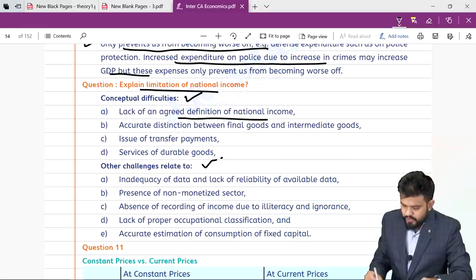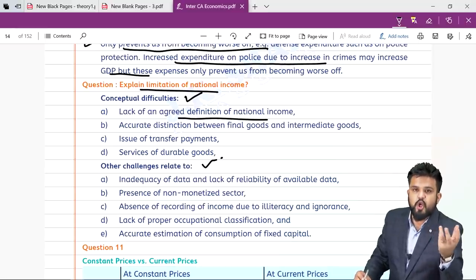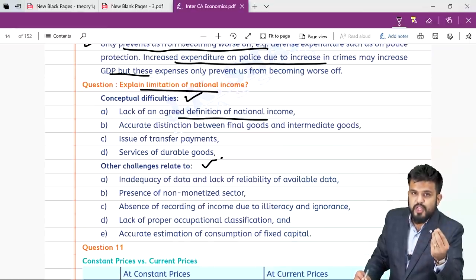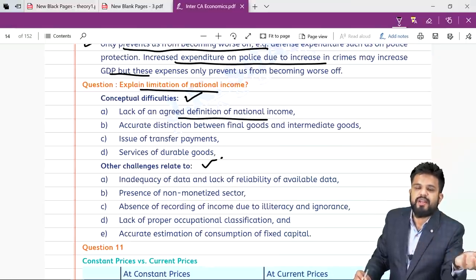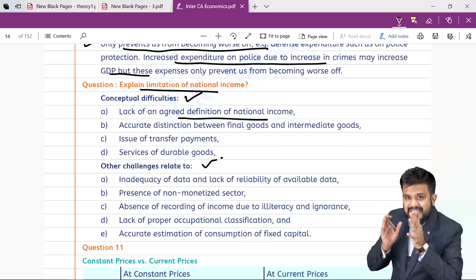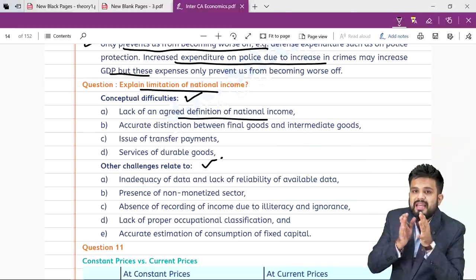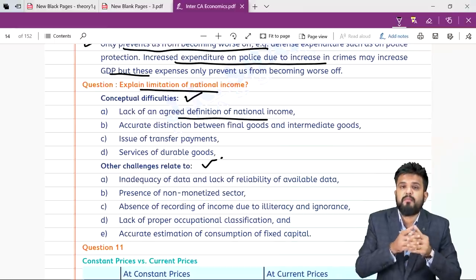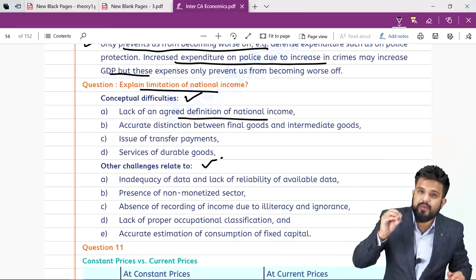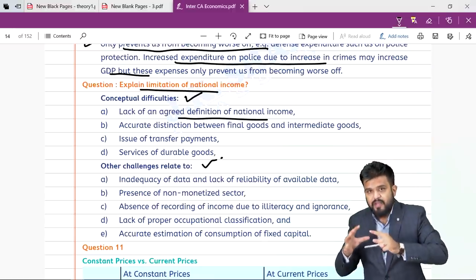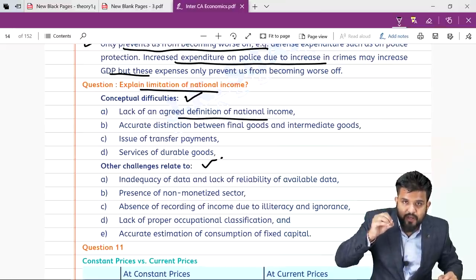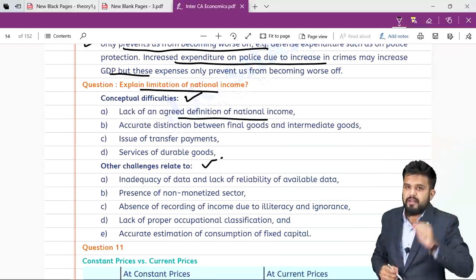First is lack of agreed definition of national income. So many different economists have given different definitions for national income. So which definition is correct, which definition is more appropriate, which definition is more right, difficult to find. So there is no precise definition for national income, because in India, calculating national income may not be 100% accurate. There are n number of problems, n number of loopholes. There are few things which are to be added, and there are few things which are to be deducted, but that has not happened. So there is no precise or very appropriate definition for national income. That is again a difficulty.